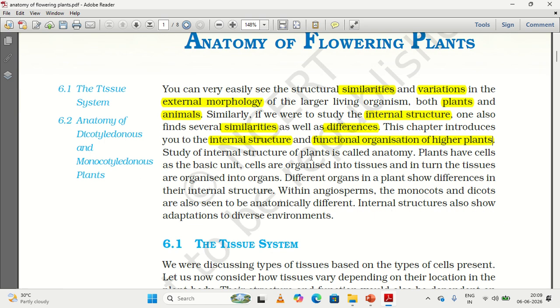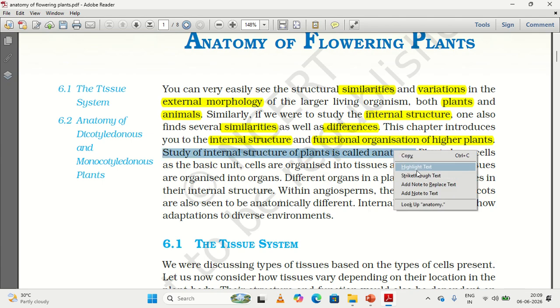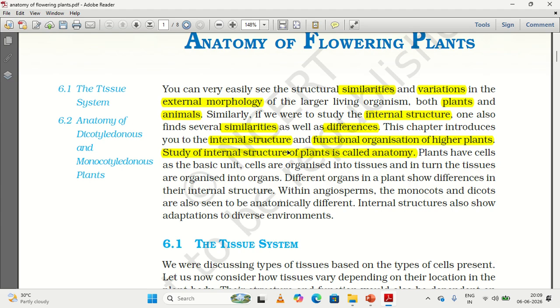Study of internal structure of plants is called anatomy. What is anatomy? Anatomy is the study of internal structure of a plant. Internally, how the cells are arranged into tissues, what are the different types of tissues, and what is the function of these types of tissues, what role they play. So that can be seen.